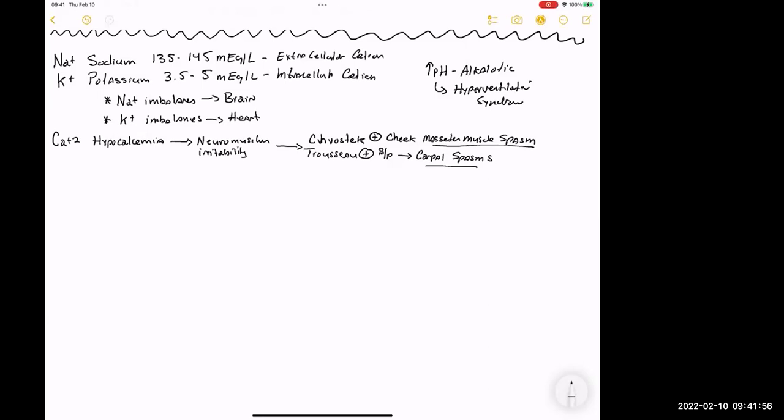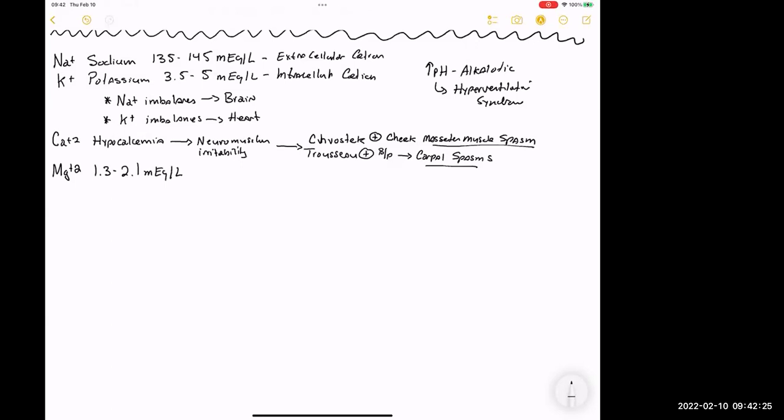Now let's see here. Magnesium is another one. We see magnesium in far lower concentrations, and so its normal level is 1.3 to 2.1 milliequivalents per liter. And whenever it comes to disorders of high and low, you will have a hypo and a hyper.